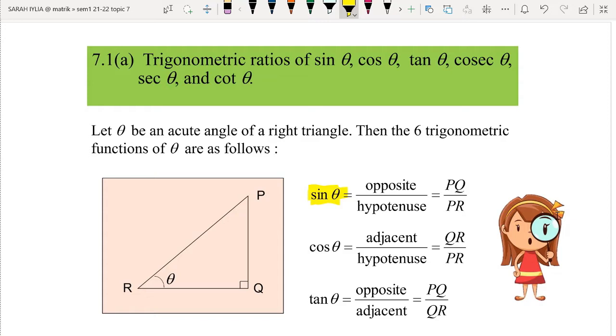The second function is cos theta, which is adjacent over hypotenuse. Based on the triangle, adjacent is QR and hypotenuse is still PR, so we get QR divided by PR. And the last one, tangent theta, is basically opposite over adjacent, so we get PQ divided by QR.